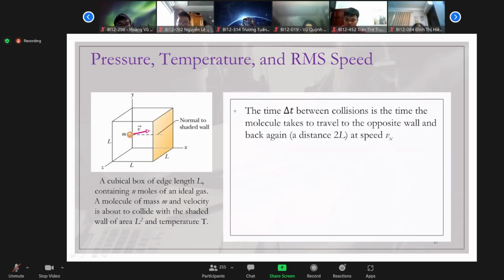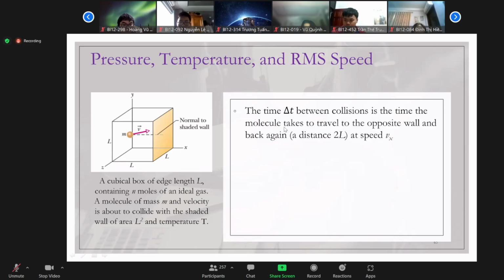Now, if we consider the time between the collisions, we call it delta T. This is the time for this molecule to travel from the opposite wall to this shaded wall, and then back again. Then we have a distance of 2L. We have the same speed vx, and we still consider the speed along the x-axis.